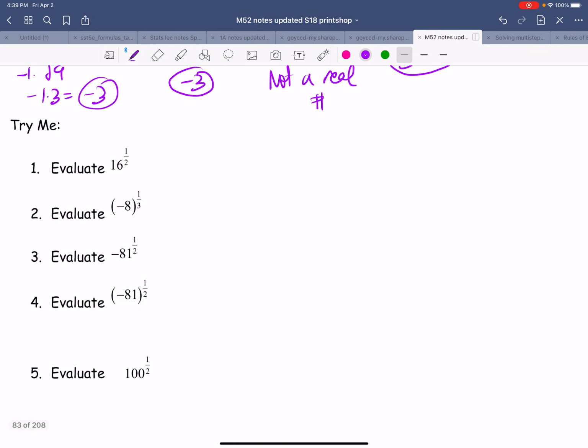Okay, let's try some more problems. 16 to the power 1/2 would be the square root of 16, which is going to be 4. Negative 8 cube root: well, a negative inside a cube root is not a problem. A negative inside an even root is a problem. We have discussed this before, especially when we talked about the domain of radical functions in the very first section. So that's going to be negative 2. This negative is not going to be inside the radical, because it's like negative 1 times 81 to the power 1/2, which is negative 1 times the square root of 81.